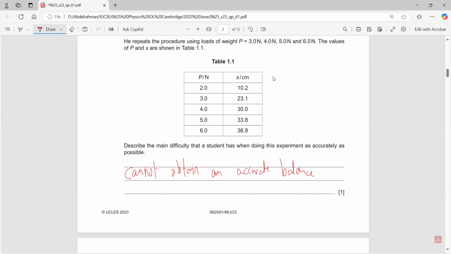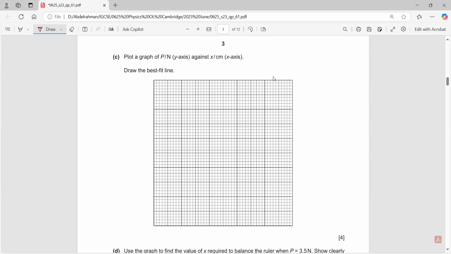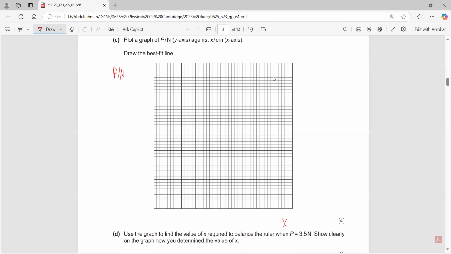Next question. Plot a graph of P/N against x/centimeters. First of all, P/N on the y-axis and x/centimeters on the x-axis. So I took 1 out of 4 marks.